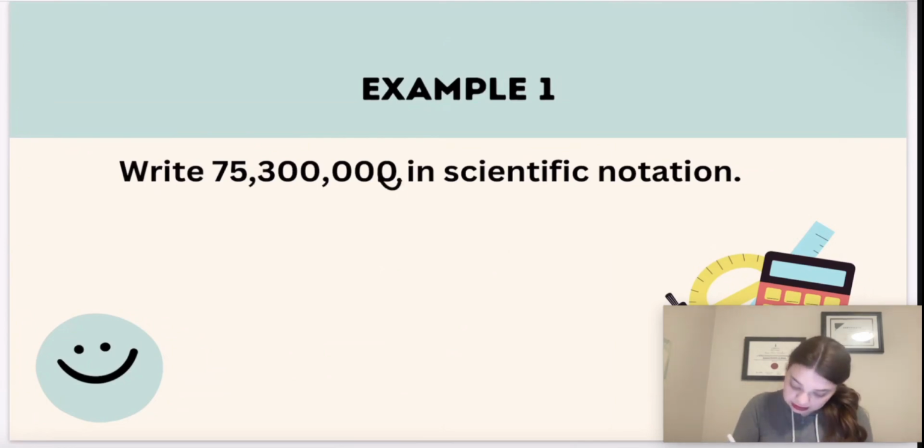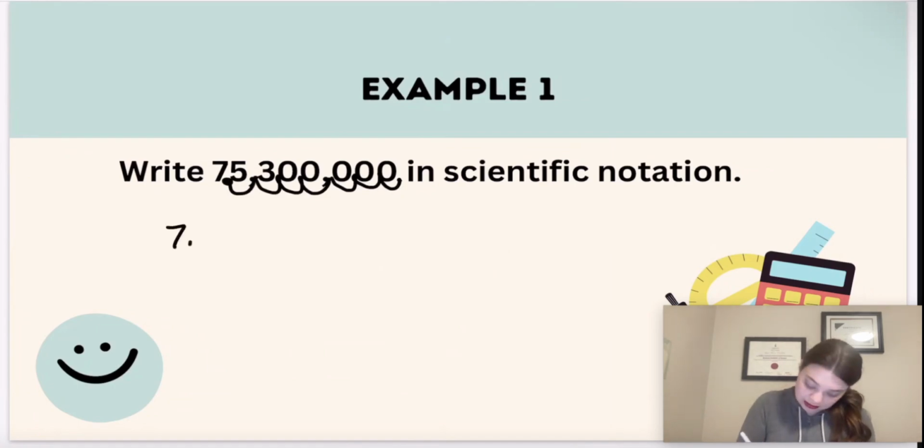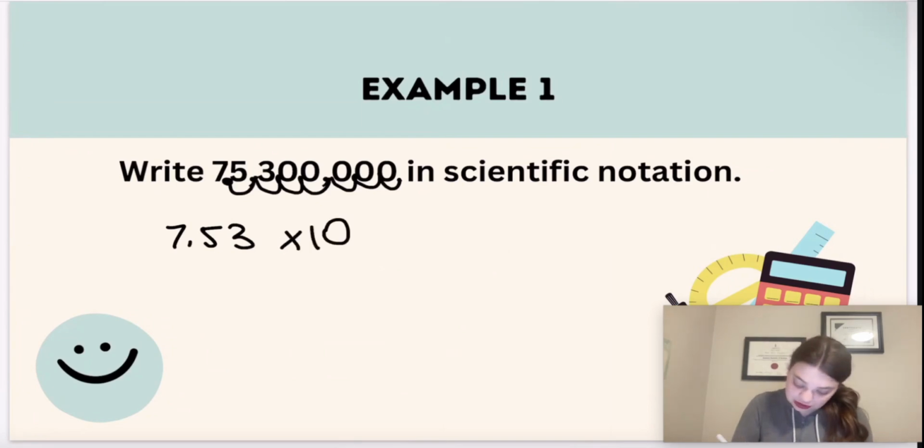So I'm going to move it 1, 2, 3 places, 4, 5, 6, 7 places. And if I move it 7 places to my left, I end up with 7.53. And this does meet the criteria of being greater than or equal to 1 and being less than 10. And so this is the correct A value. Now I need to write times 10 to which power? Well, in this case, we moved left 7, so therefore the answer is 10 to the power of 7.